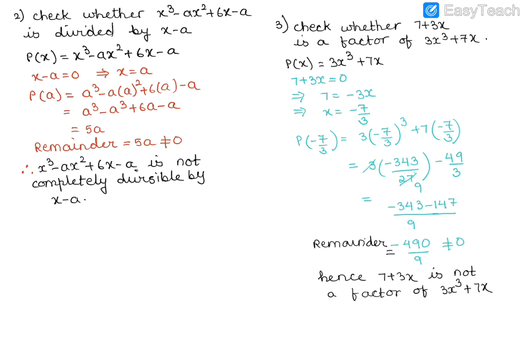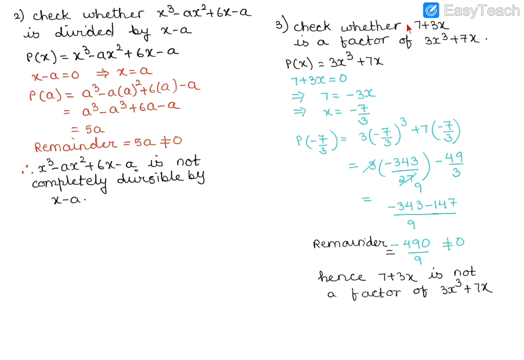And you will see here a cube and a cube is going to get cancelled out, giving me a 6a minus a, which is equal to 5a. And obviously 5a is not equal to 0. So px, which was our expression, is not completely divisible by x minus a.